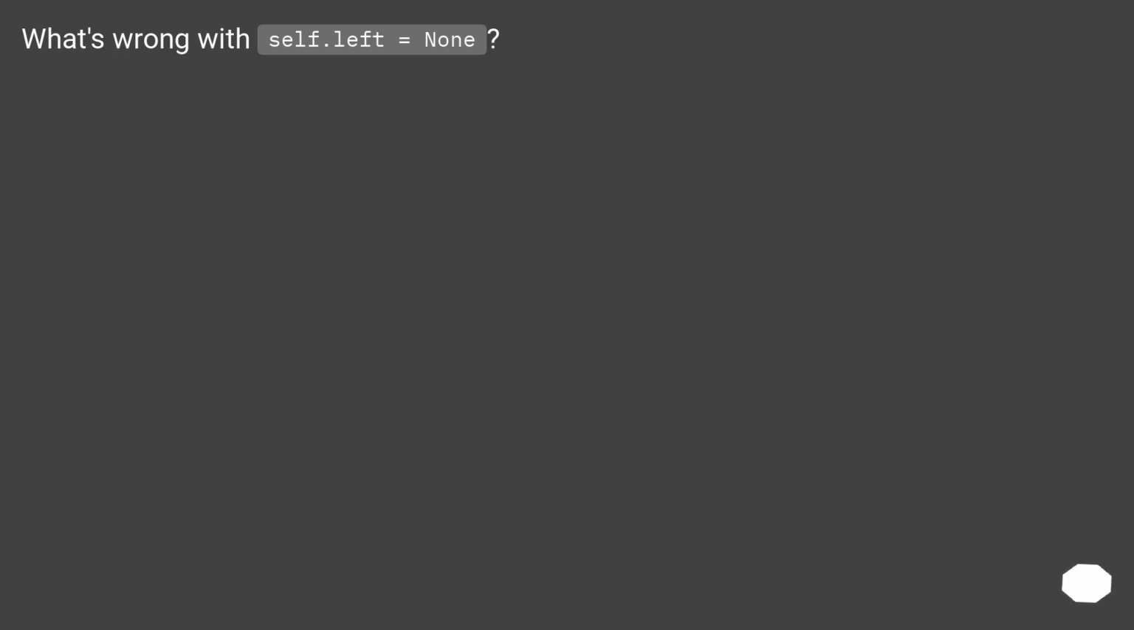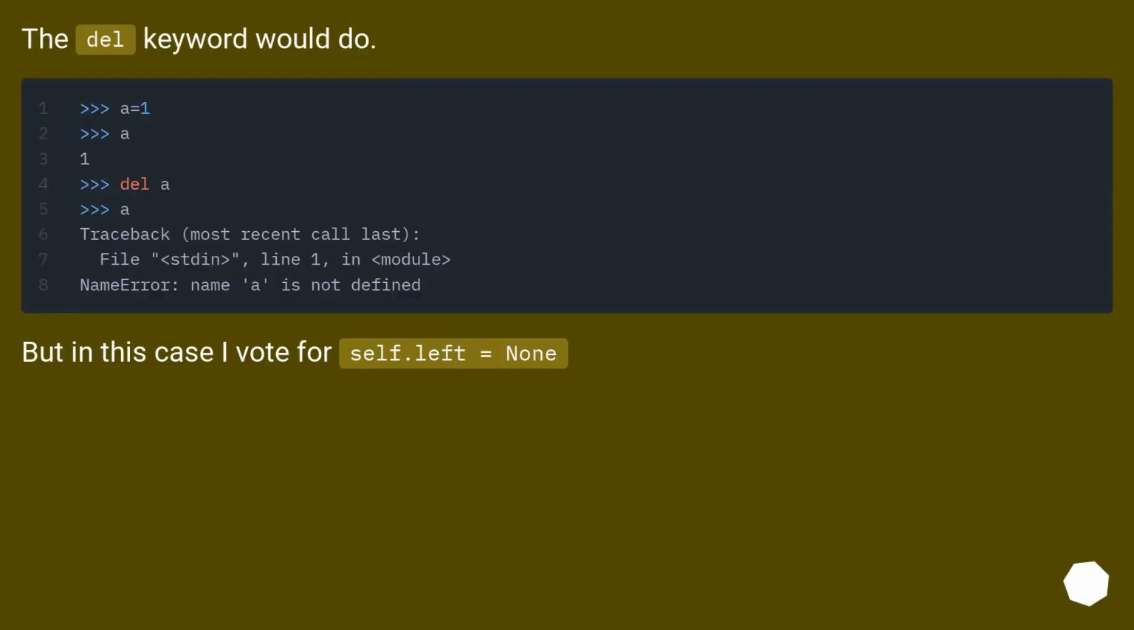What's wrong with self.left equals None? The del keyword would do. But in this case I vote for self.left equals None.